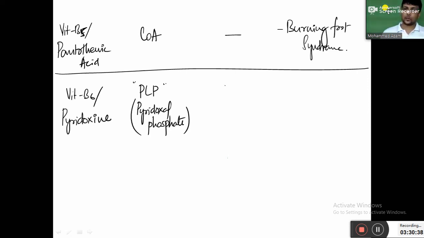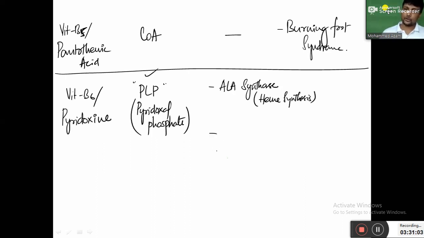PLP is required for one enzyme. The name of the enzyme is ALA synthase, and you will come across this enzyme in heme synthesis. So there is an enzyme known as ALA synthase. That enzyme requires a coenzyme, and what is the name of the coenzyme? PLP, pyridoxal phosphate.